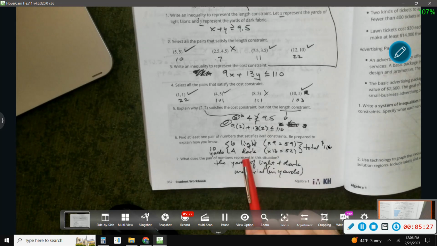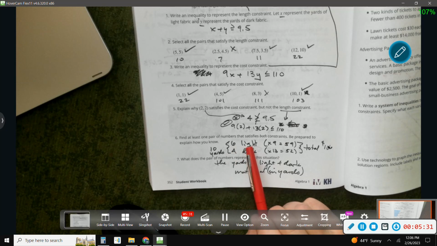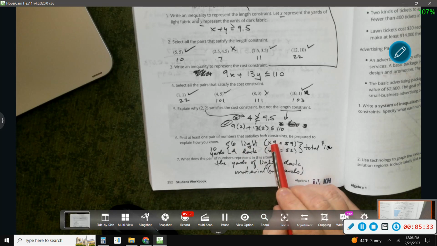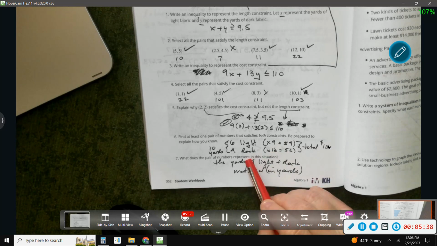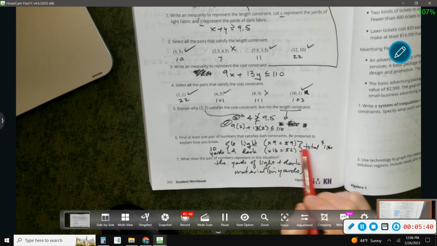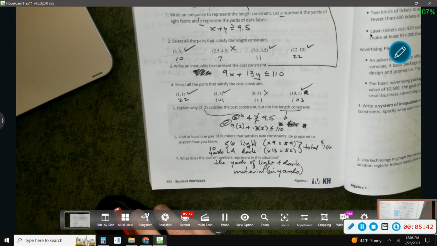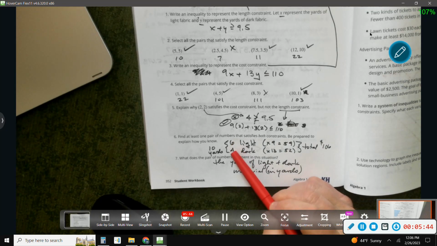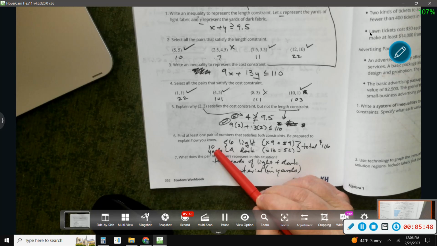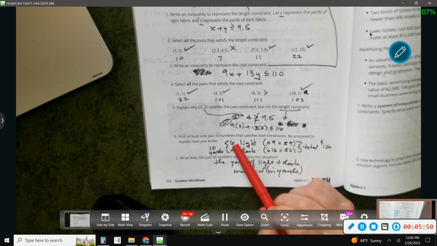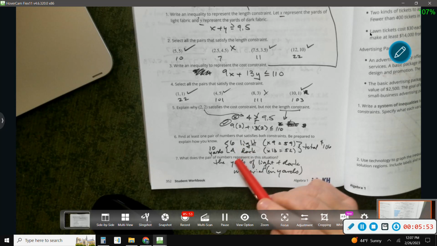So I said 6 yards of light fabric and 4 for the dark. Well, the light costs $9 a yard, so that's 54 bucks. The dark costs 13, so 4 times 13 is 52. You add that up, you get a total of $106. And then when you add up 6 and 4 yards, you come up with 10 yards, so that's just enough. That's over the 9.5, so it works in both instances. So 6, 4 is a good answer for this.